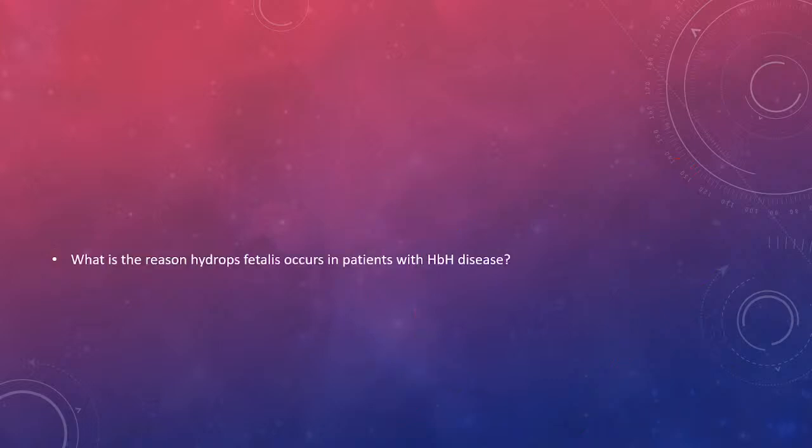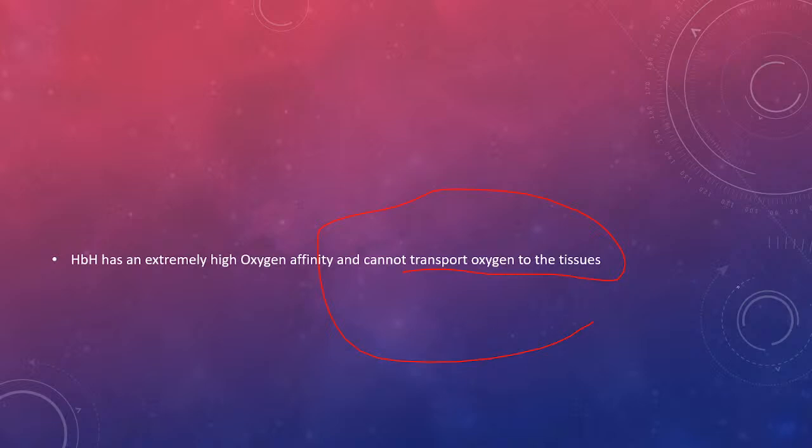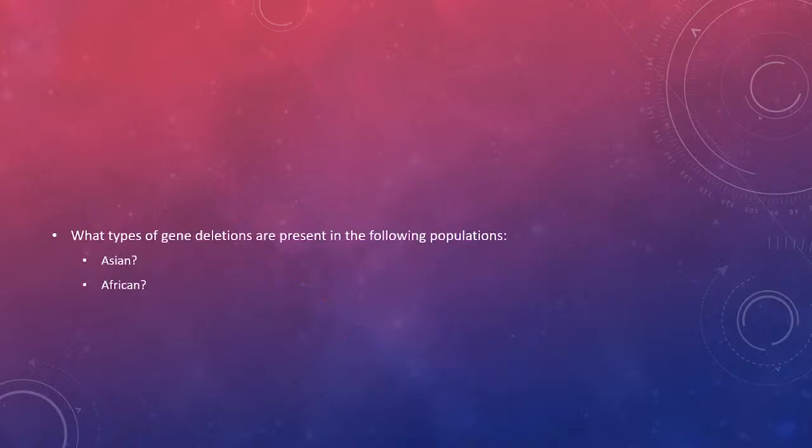The reason why hydrops fetalis occurs, as I mentioned before, is high oxygen affinity but it cannot transport oxygen to the tissues. Please remember that one. You have four beta globin chains, and the function is that it can bind to oxygen. However, it cannot transfer it to the tissues. That's the problem with Bart's hemoglobin or HbH.